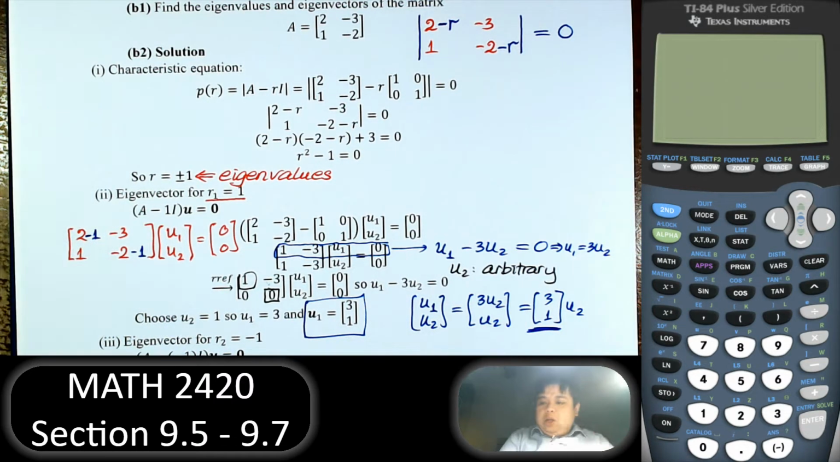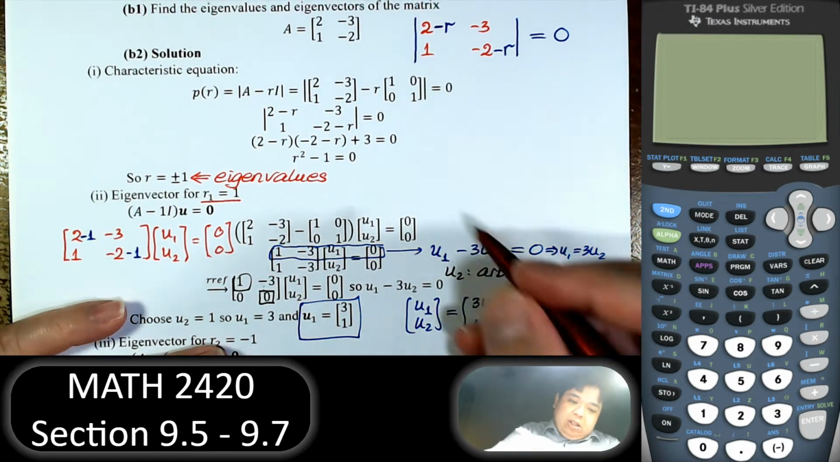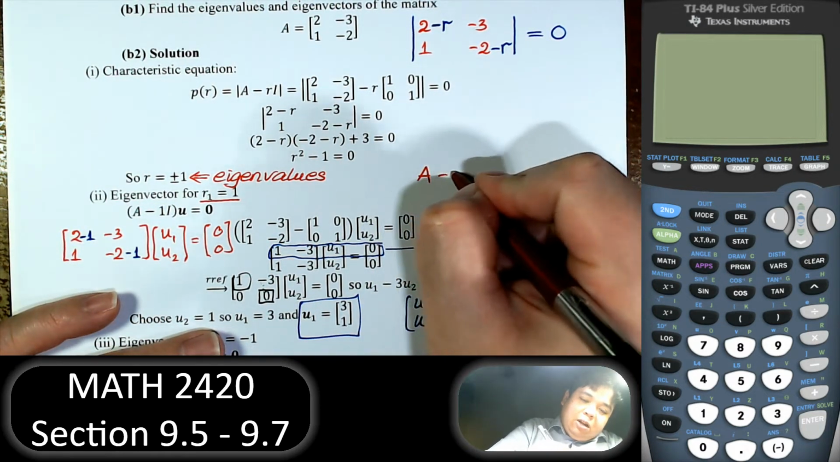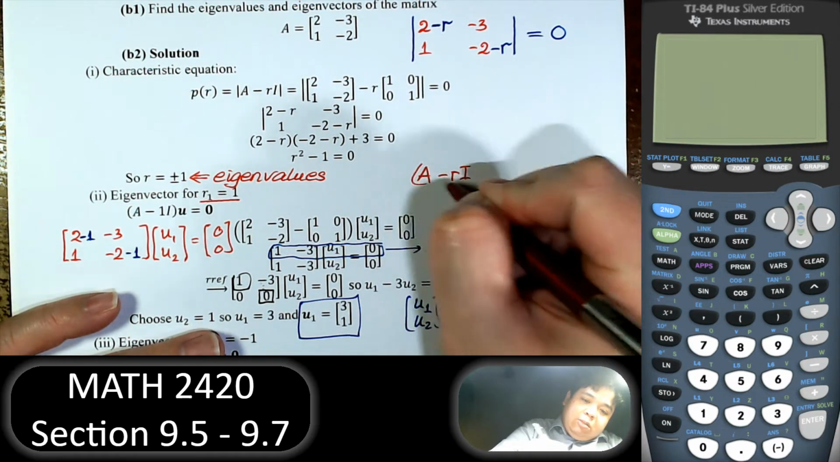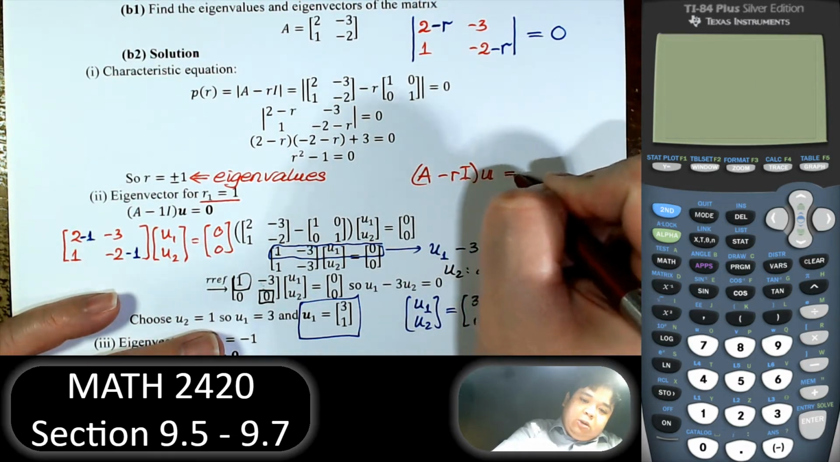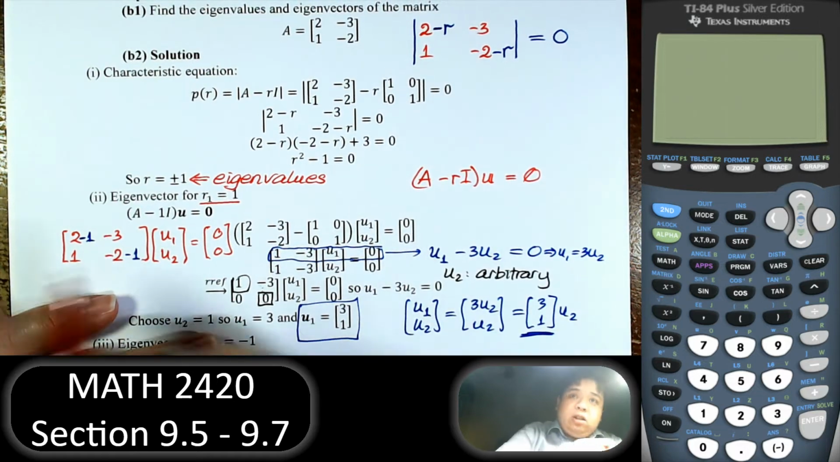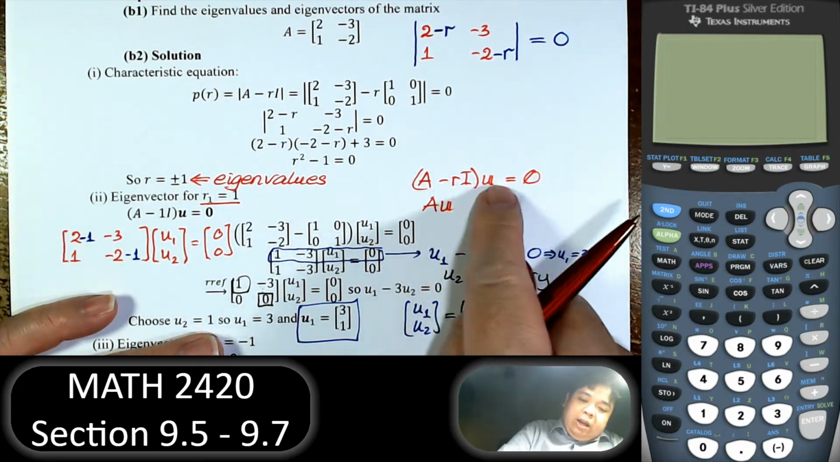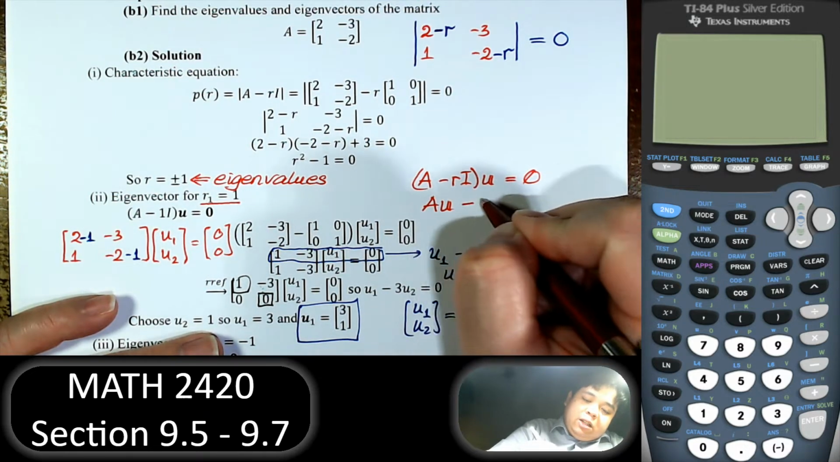Right? So now when we write the matrix (A minus R times I) times U equal to a 0 vector, I multiply it out. I have A times U, and multiply this, I just have R times U.